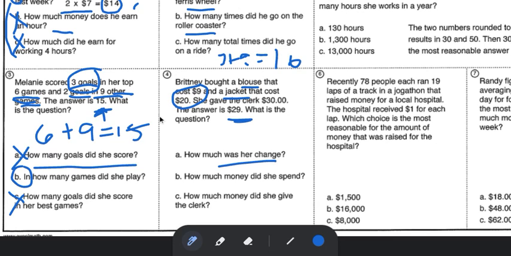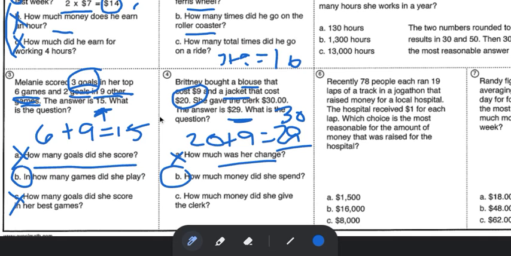How much was her change? Well, if she's buying something that's $20 and something that's $9, she's spending $29. If she gives the clerk $30, 30 minus 29 would be $1. Her change would be $1, not $29. How much money did she spend? Well, yeah, she spent $20 and $9. So that would be the correct answer there.